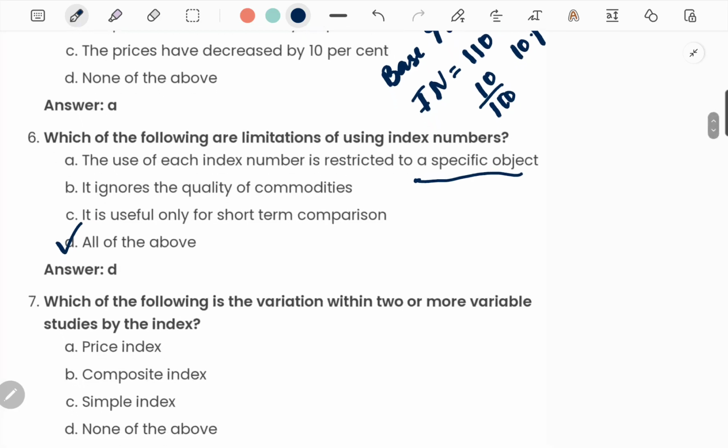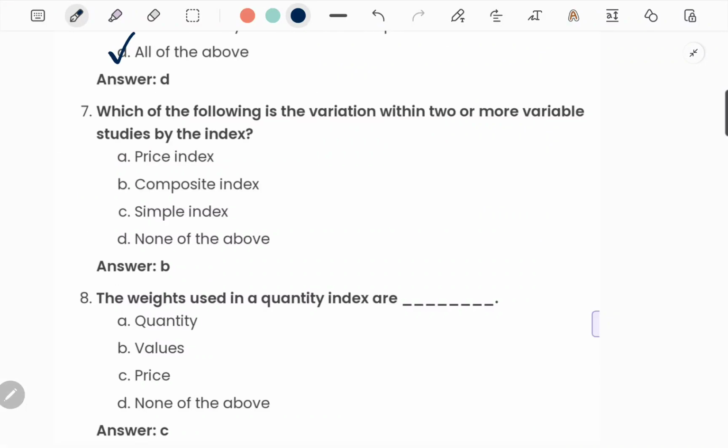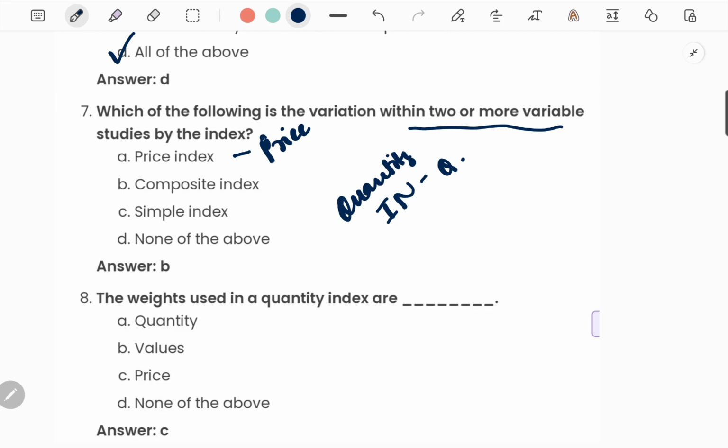Which of the following is used to study variation within two or more variables by the index number? So our price index number is only for the price. Our quantity index number is only for the quantity, right? So a mixture where you can find out the variation in two or more variables together, such an index number is known as a composite index number.